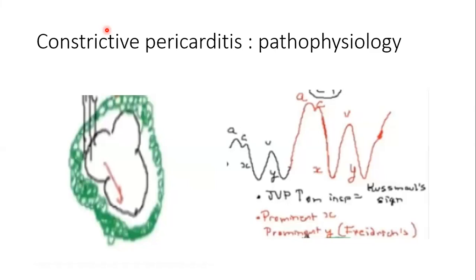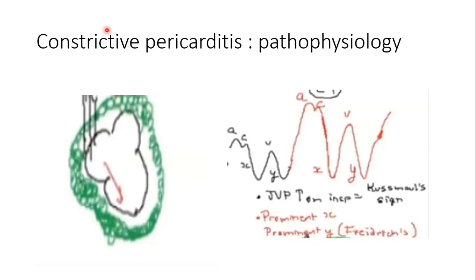Okay, and that is why your Y descent is very prominent, because all the filling that is happening in the whole of the heart is happening within that short period. And that's why the Y descent almost becomes vertical. It is happening within a very short time.